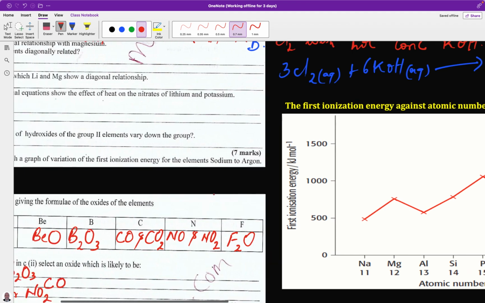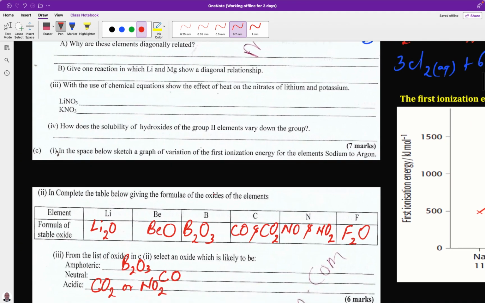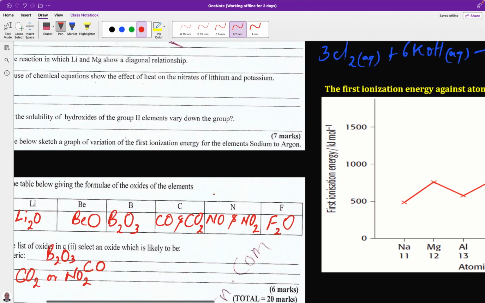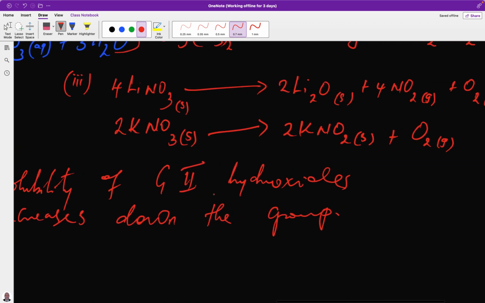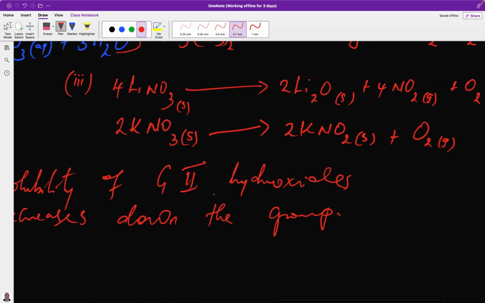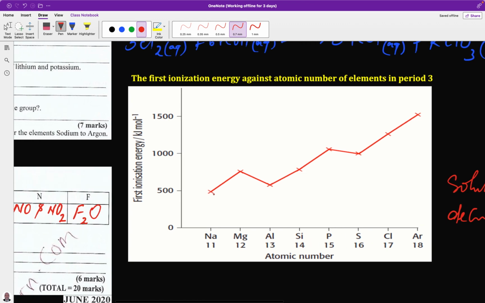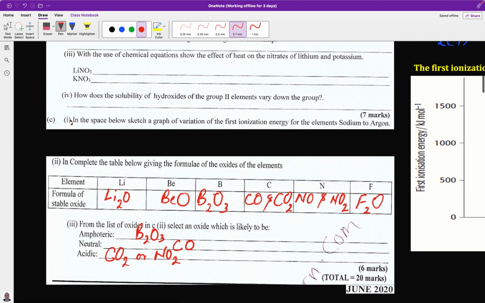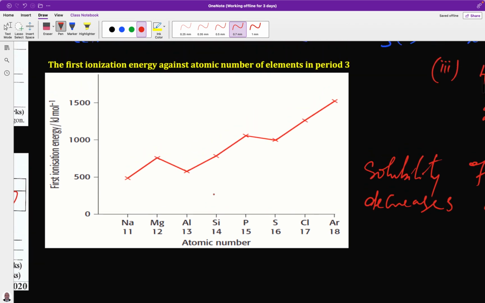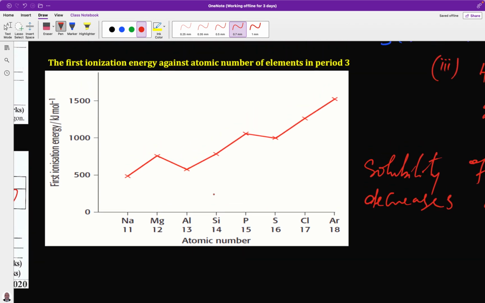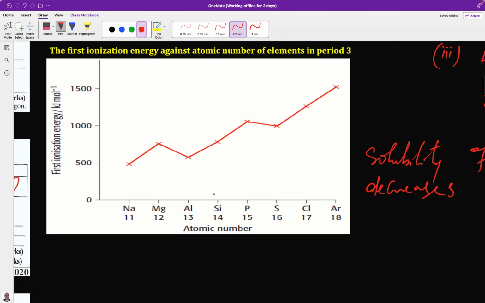Then, how does the solubility of group 2 hydroxides vary down the group? I said the solubility of group 2 hydroxides will decrease down the group. Then, in the space, sketch the first ionization energy of elements of period 3, sodium to argon. This is the sketch of it.